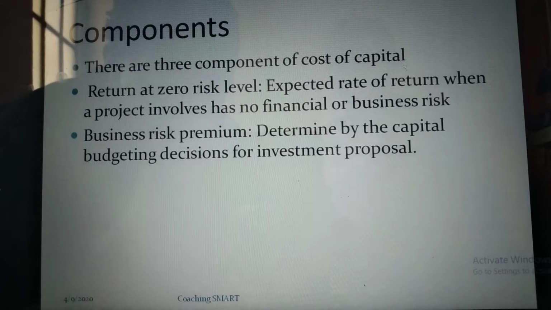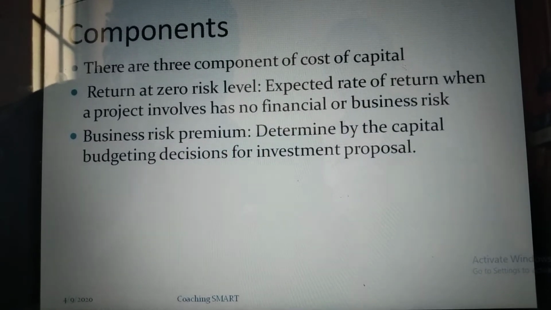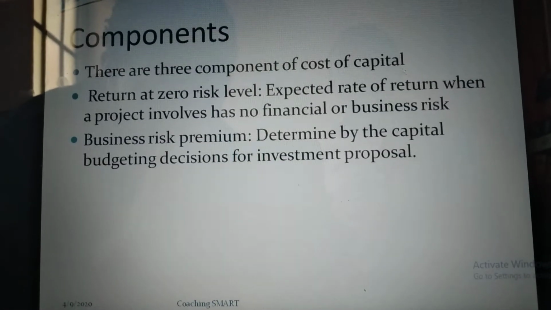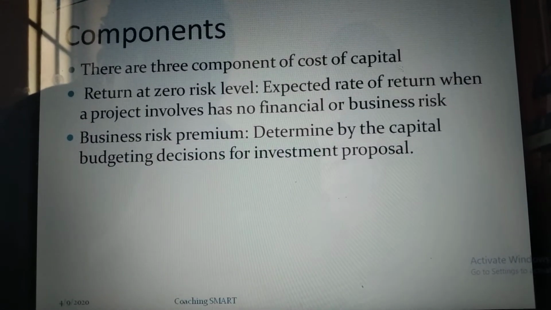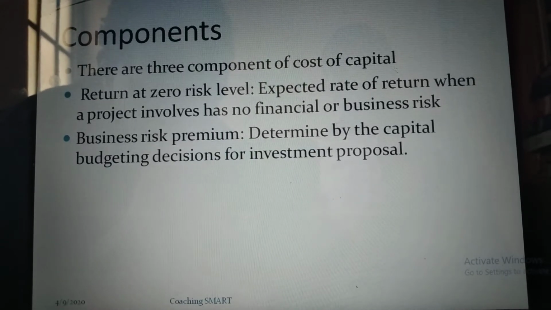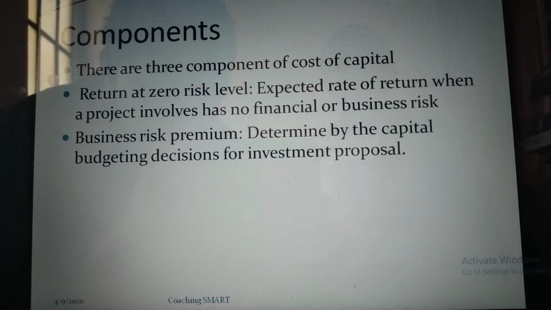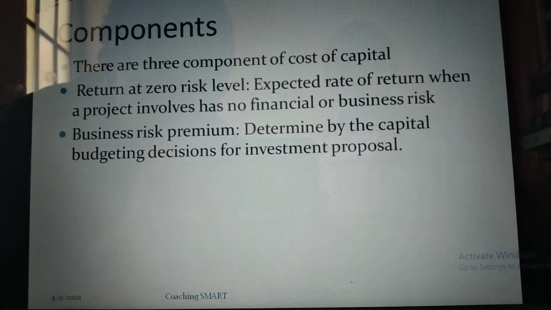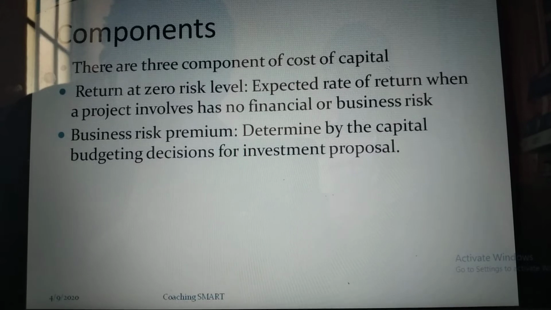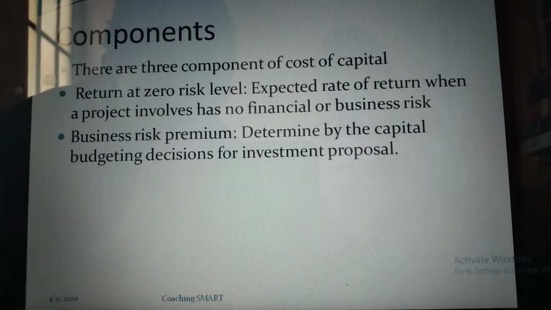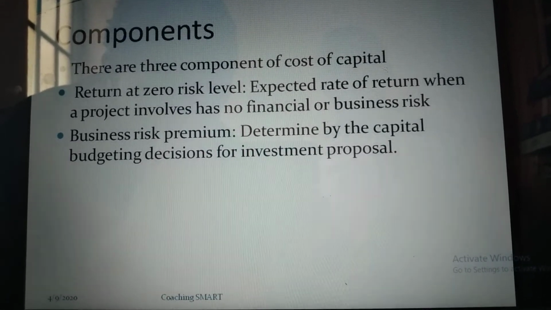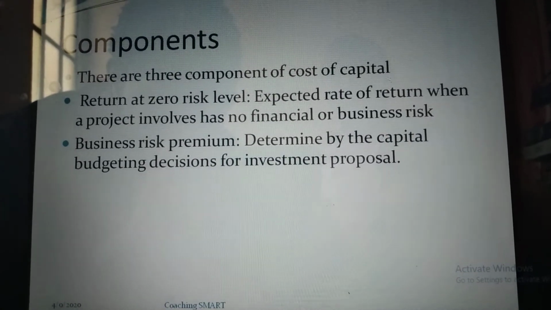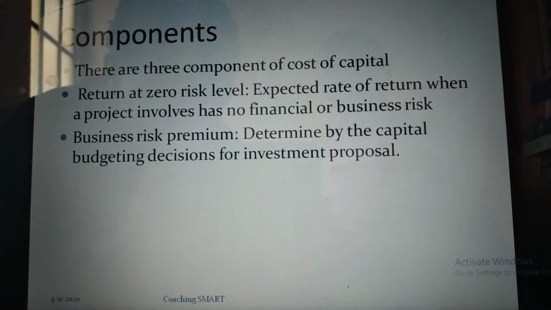Components. There are three components. One, the return at zero risk level: the expected rate of return when a project involves no financial or business risk. Two, business risk premium determined by capital budgeting decision for the investment proposal. That means when the business risk is involved, the higher the rate of capital or cost of capital.